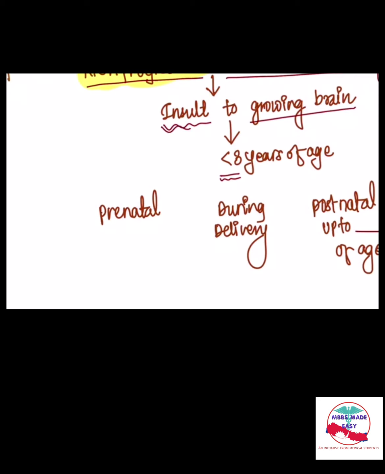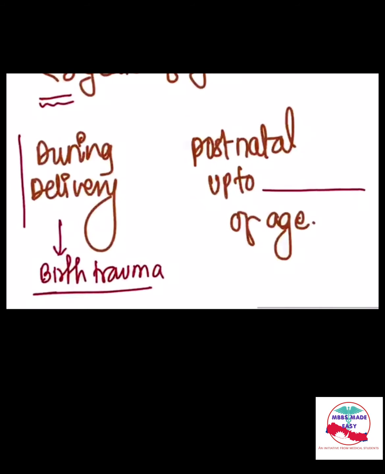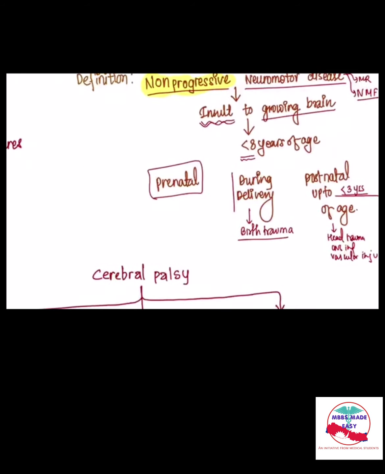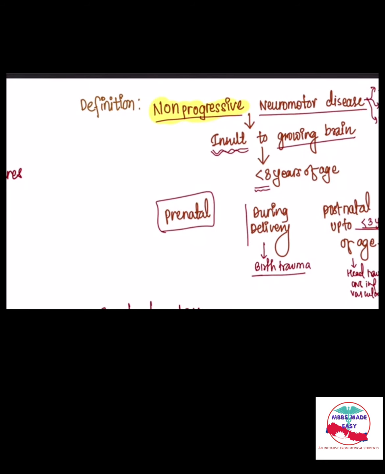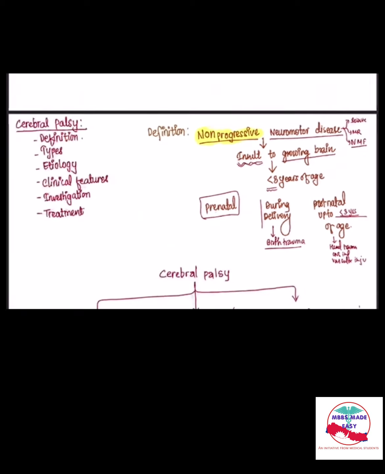Now, this insult to the growing brain can occur at any period. It can occur in the late fetal period, also known as prenatal. It can occur during delivery. An example of this would be birth trauma. And it can also occur in the postnatal period, but up to 3 years of age or less. Postnatal causes can include direct head trauma, CNS infections, or vascular injuries. So finally, the definition would be: cerebral palsy is a non-progressive neuromotor disease caused by insult to the growing brain of a child less than 3 years of age. So that is the definition of cerebral palsy.